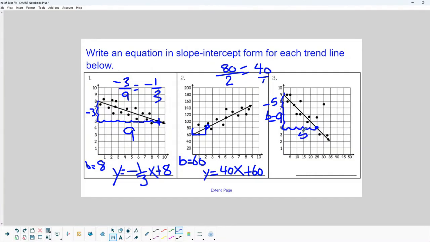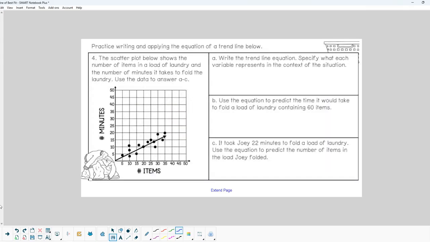Oh, look at that. Our slope is -5 over 5. So there's that ratio that we were told to create, which simplifies to be -1. So then our line of best fit equation would be y equals -1x plus 9. And that would be the equation for that line of best fit. Very nice. Okay, so practicing writing and applying the equation of a trend line.